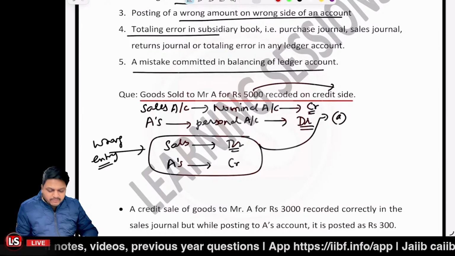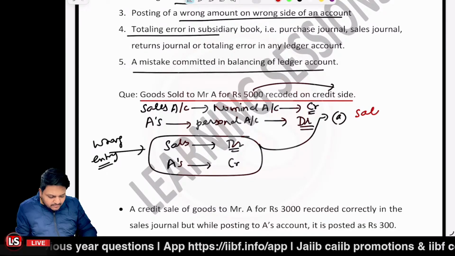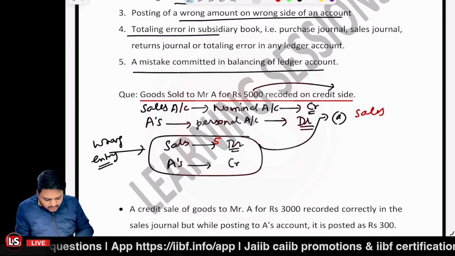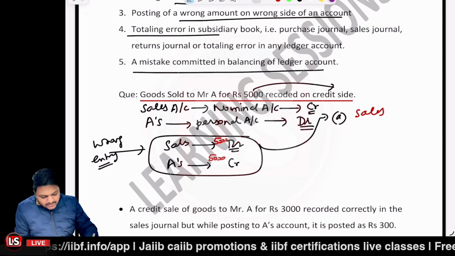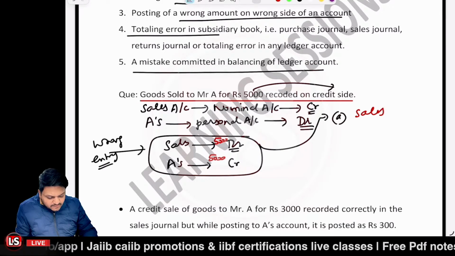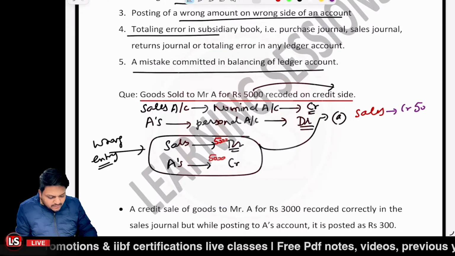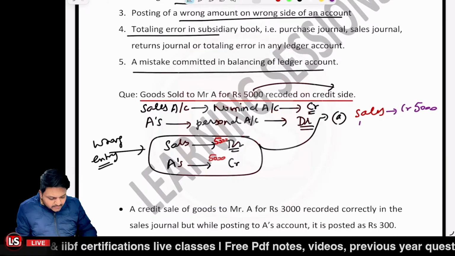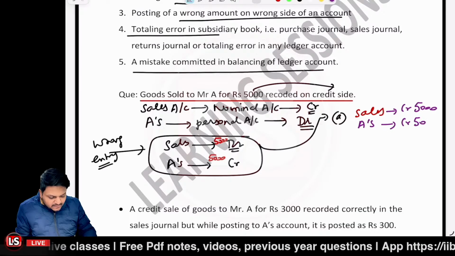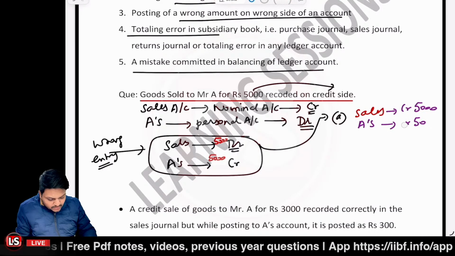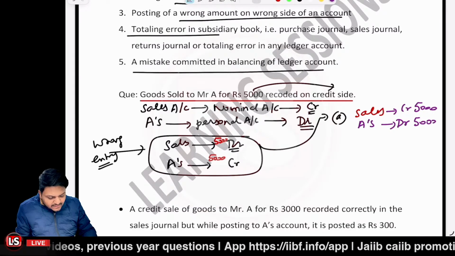It will be thinking in that way, right? So we'll be doing what? Sales account is to be credited. So let's say it was 5,000 debited and 5,000 credited. So the first correct entry, the first part, would be related to sales: sales is to be credited with 5,000 and A's account is to be credited with 5,000. Sorry, A's account is to be debited with 5,000. That is the first part.